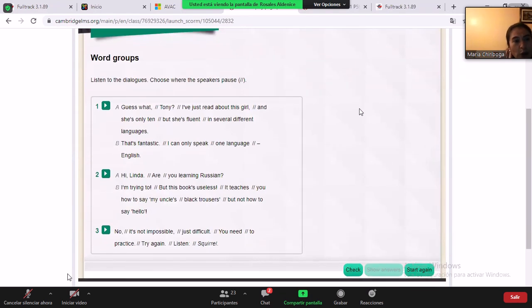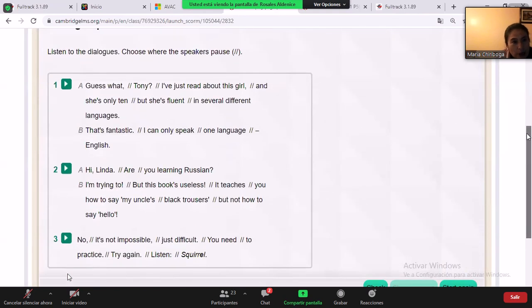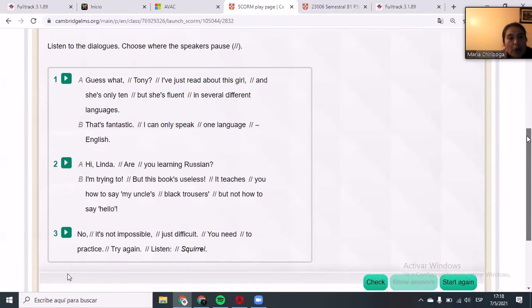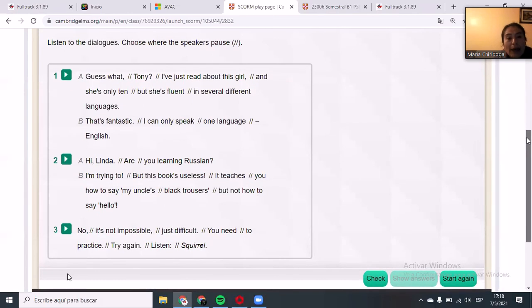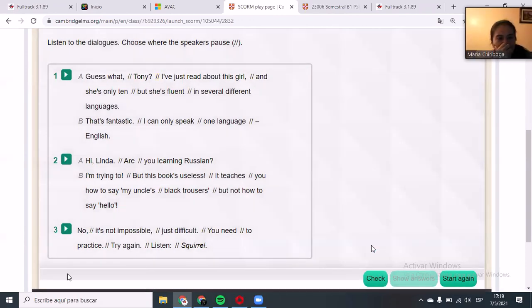It says word groups. Listen to the dialogue, choose where the speaker pauses. Listen to the dialogues, escuche los diálogos, choose where the speaker pauses. Y escoja donde el hablante hace una pausa. Eso tiene que hacer, mija. Sí, ya hice de todas las maneras que pude, pero no. For example, if I put there, no. I tried with some options. Y no. No. Solo dice que escuche y ponga donde el hablante hace una pausa.